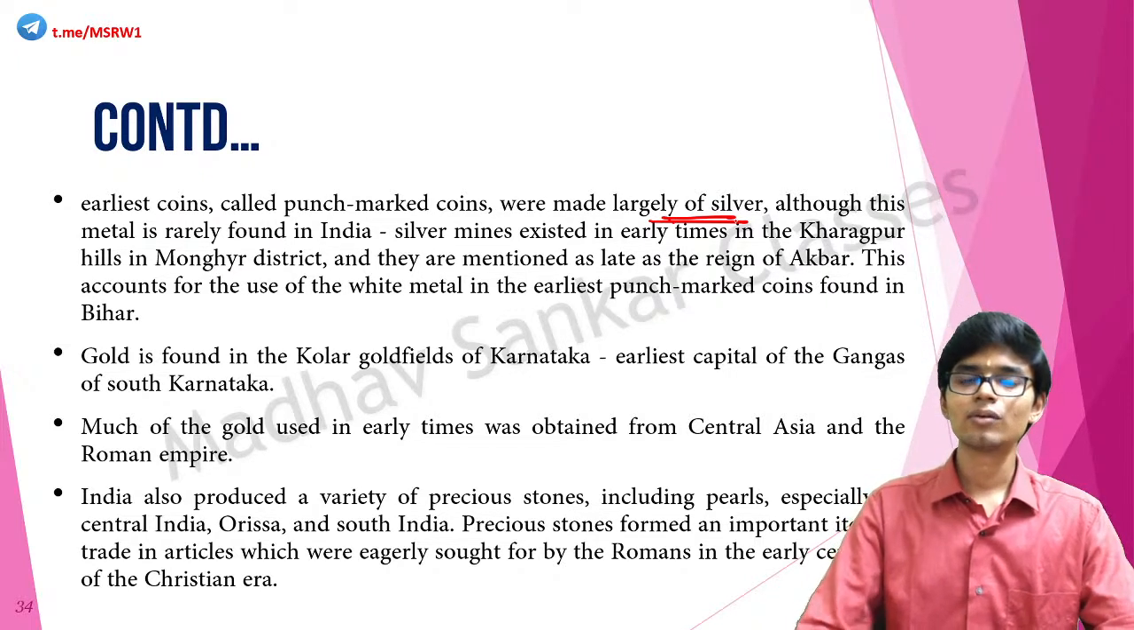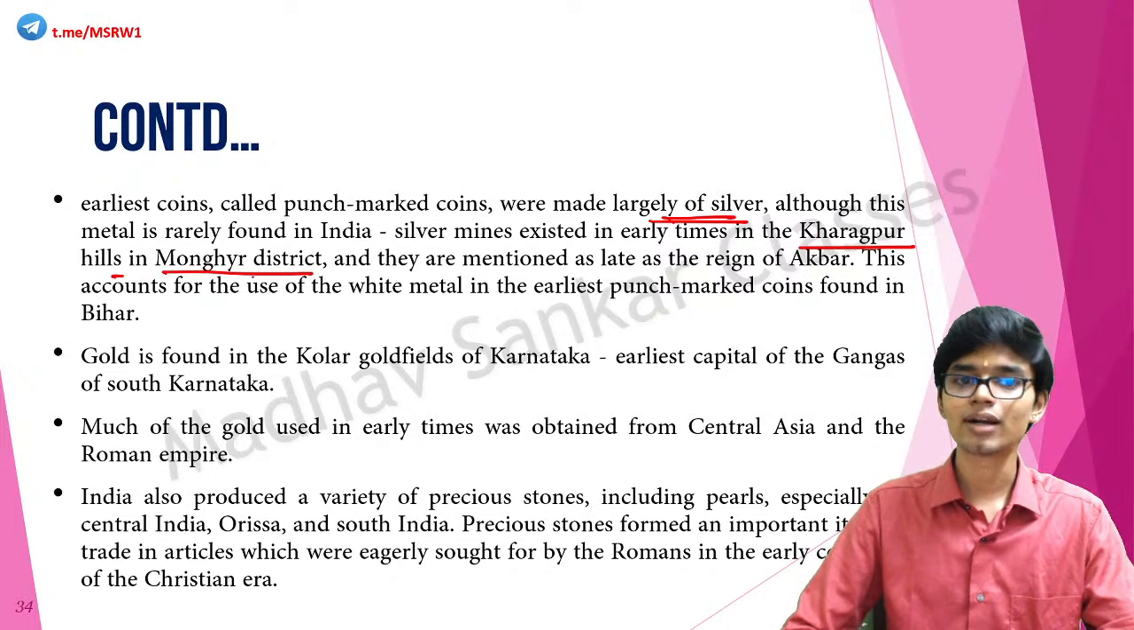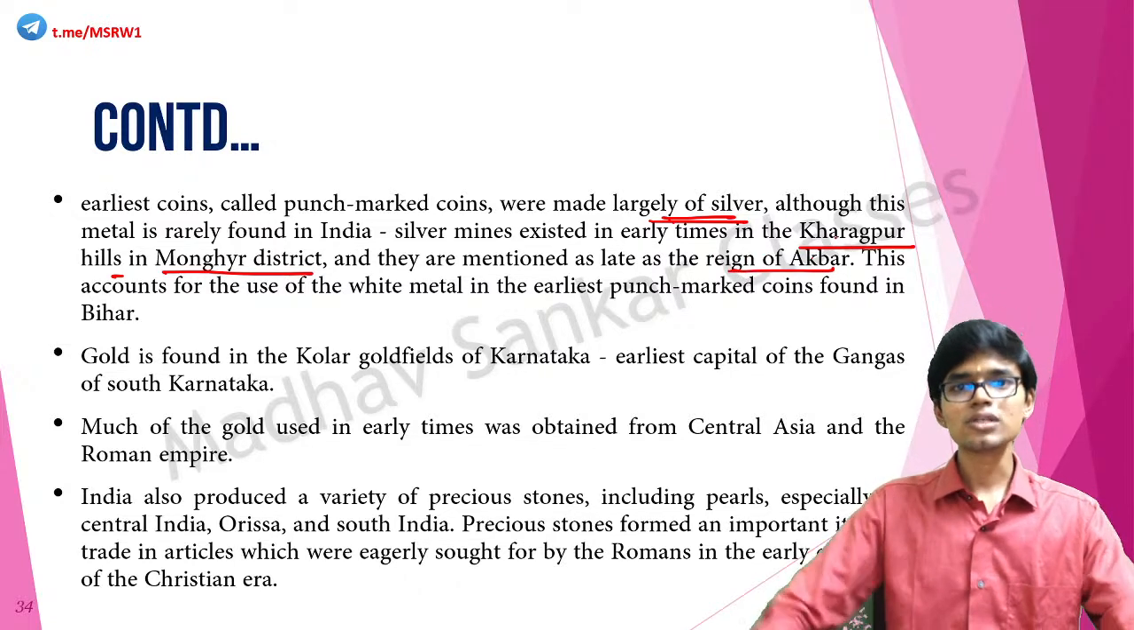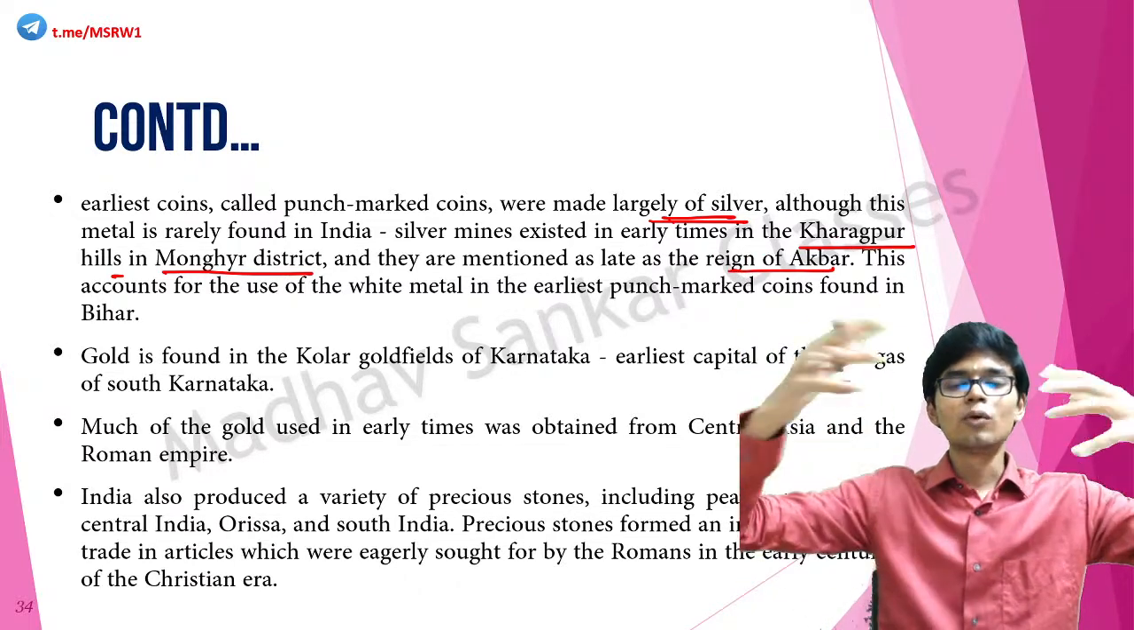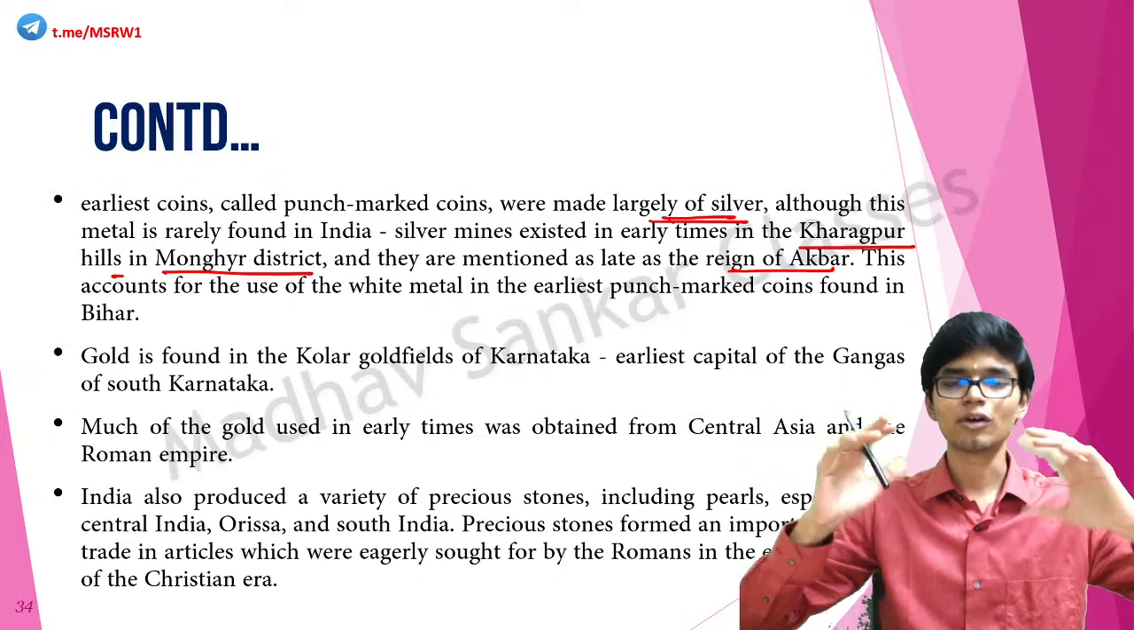And silver mines existed in regions such as the Kharagpur Hills in Munger district and all, as mentioned as late as in the reign of Akbar. So using these existing silver resources, most of the punch-marked coins were made out of silver.